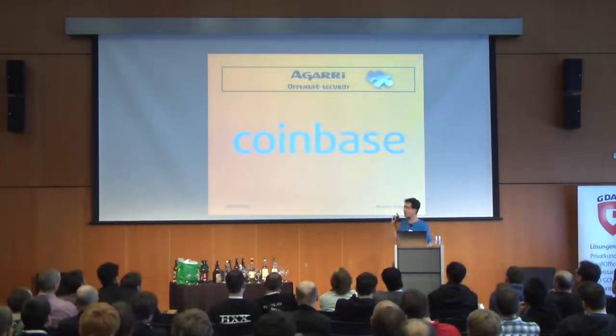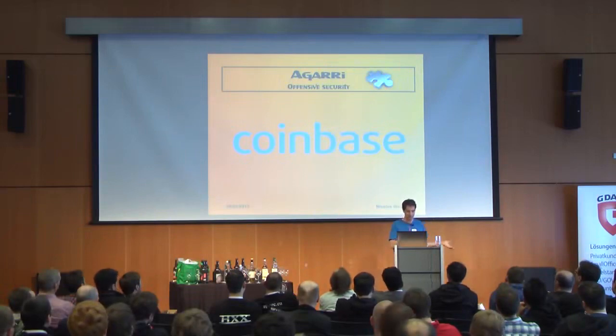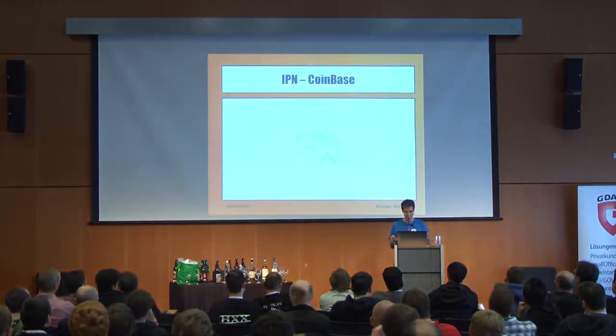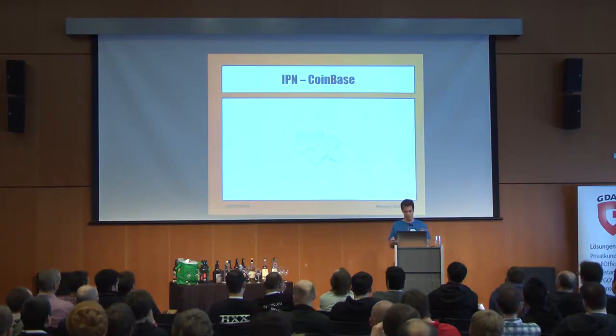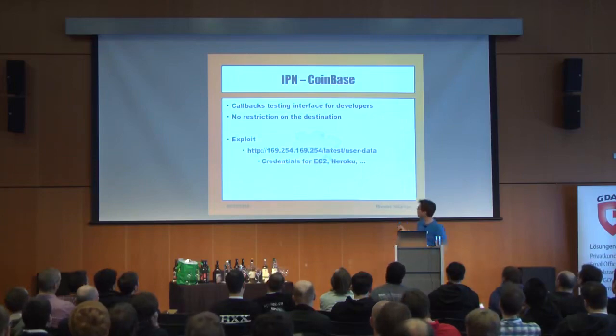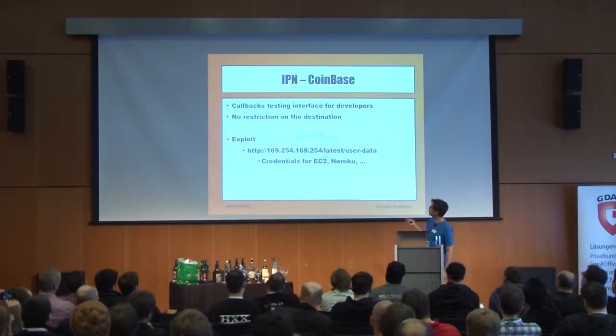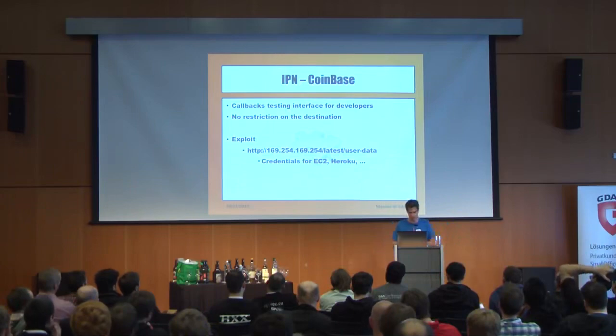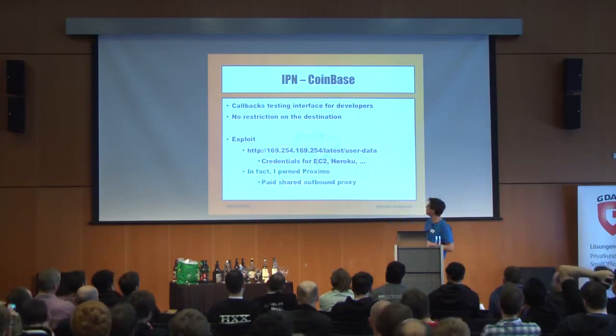Coinbase. So this is the minimum amount of time for the maximum amount of money. It's half an hour. So Coinbase, it's an online wallet for Bitcoins. You have a callback interface and you have no restriction. So I compromise their outbound proxy, and I got all the credentials for EC2 and Heroku and the source code repository and everything.